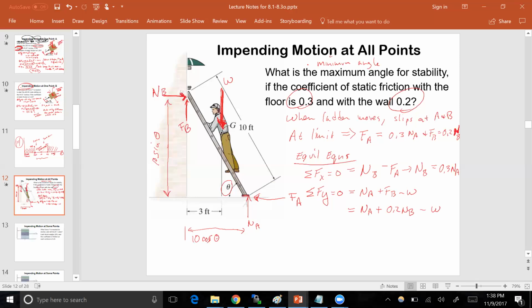But FB is 0.2 NB, and NB, as we determined, is 0.3 NA, so we can reduce our unknowns here and say that it equals NA plus 0.2 of NB, but NB is 0.3 times NA, right? So that takes the NB out of the equation, which is nice. Minus W, and that means that W equals 1.06 NA.